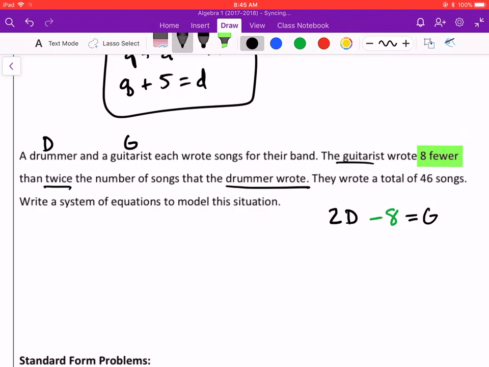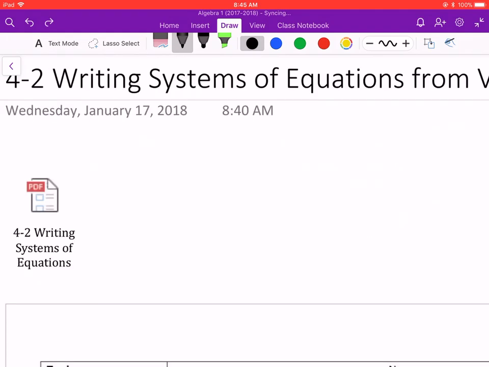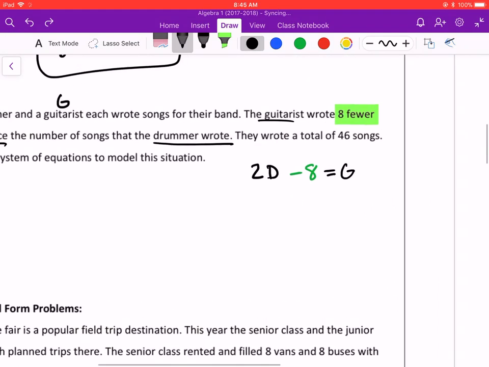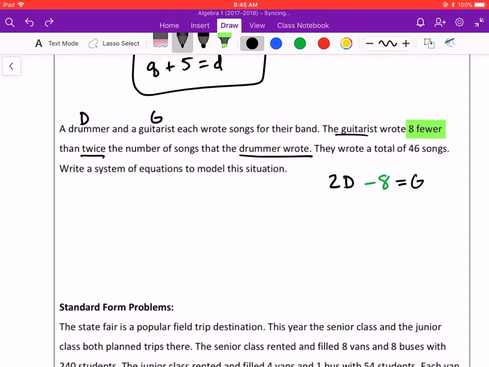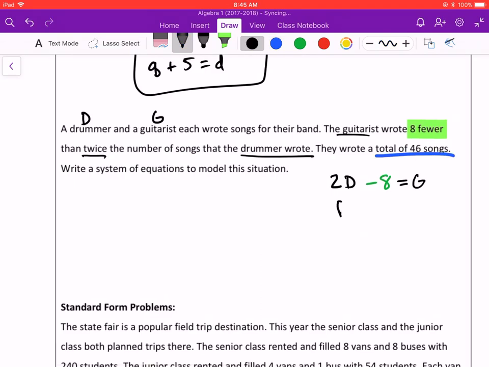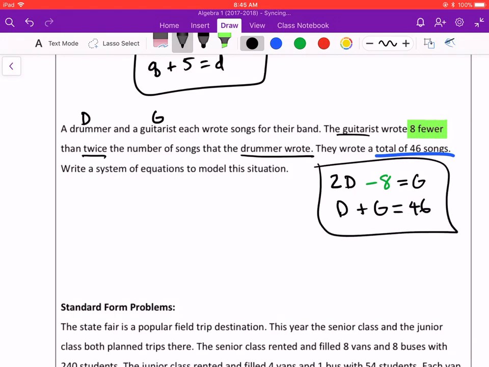Okay, that's an equation. If I take twice the amount of songs that the drummer wrote and I subtract 8 from it, it will give me how many songs the guitarist wrote. All right, but it did also tell you a total of 46 songs. So we know that your drummer, okay, and your guitarist write a total of 46 songs. I have 2 equations. There's my system.